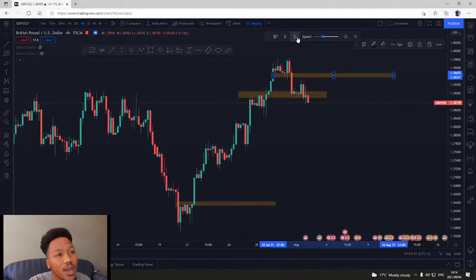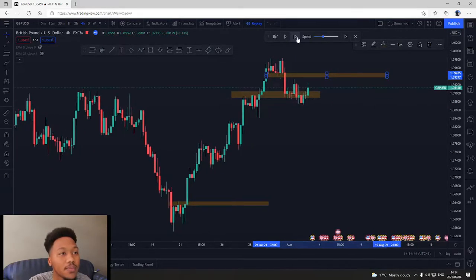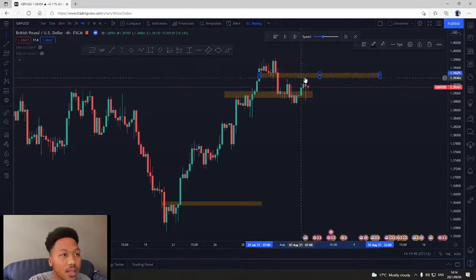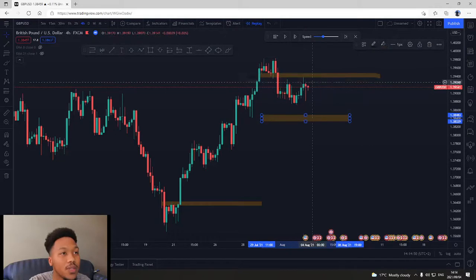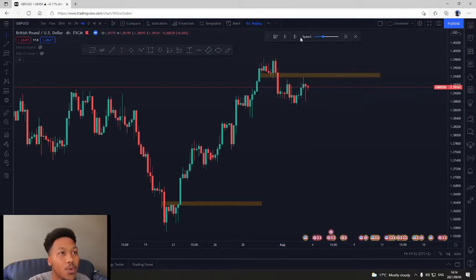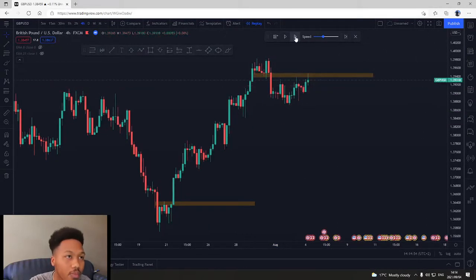And you had a little drawdown over there. Bang. Can you see that we tapped inside that region over there? Boom. Found our last form of liquidity.